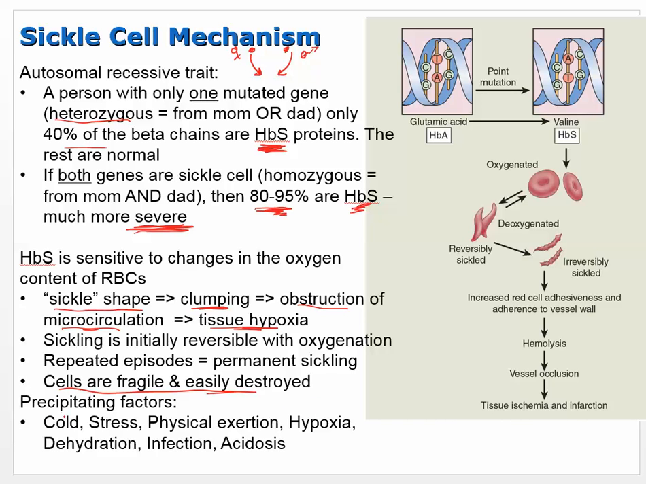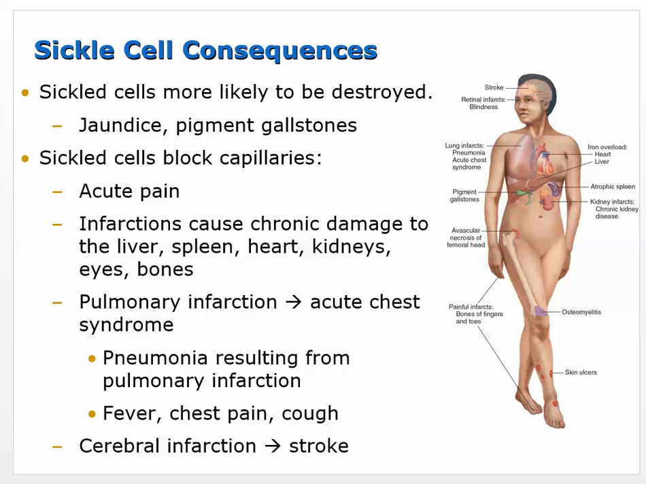So precipitating factors, things that may increase this adhesion to one another: cold, stress, physical exertion. So that's going to reduce the amount of oxygen. Hypoxia and acidosis can also reduce the amount of oxygen. Dehydration can cause the concentrations to go up, which might increase the adhesion to one another. Infections can cause various problems in various ways. Okay, all right, so the consequences.